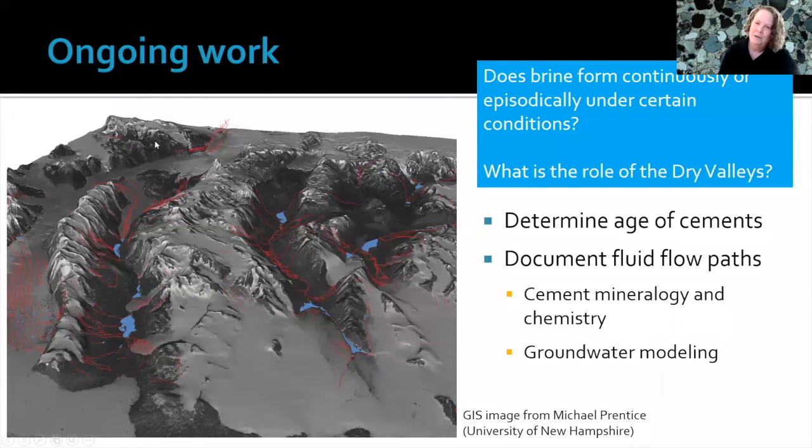I want to mention that we have some work ongoing. We're trying to answer the question about whether the brine forms continuously or episodically under certain conditions and at certain times, and we're trying to understand the role of the dry valleys. So our ongoing work involves trying to determine the age of cement phases using radioisotope methods, and we're also using changes in cement mineralogy and geochemistry to document flow paths of the brine, assuming maybe it migrates away from the dry valleys. And we're also including groundwater modeling to test our ideas.